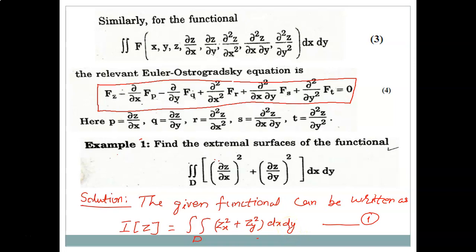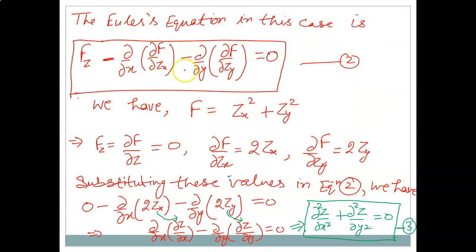So you can see, when this is the functional, the Euler-Ostrogradsky equation in this case reduces to this form, F_z. Here F_z is nothing but the partial derivative of capital F with respect to z. So the Euler-Ostrogradsky equation in this case is given by equation 2 here. So we have F is this, z_x square plus z_y square. Now F_z means the partial derivative of F with respect to z is this, because in this there is no involvement of z, so the partial derivative of F with respect to z is 0.